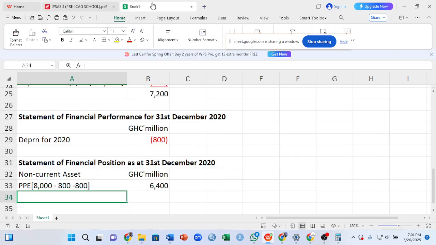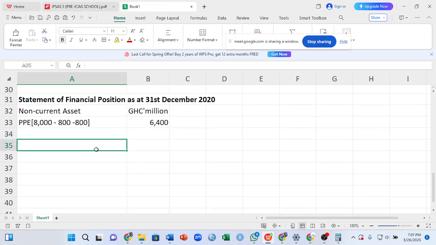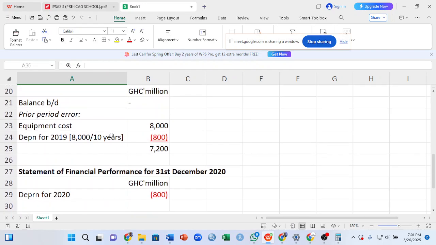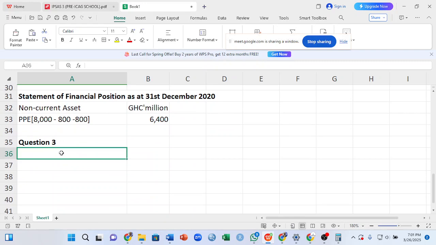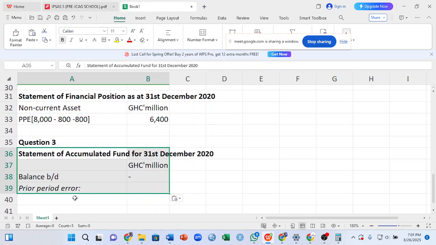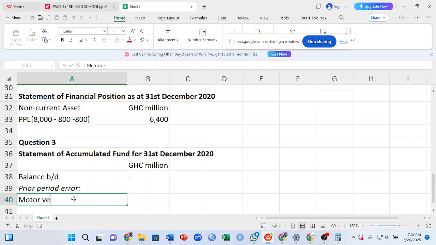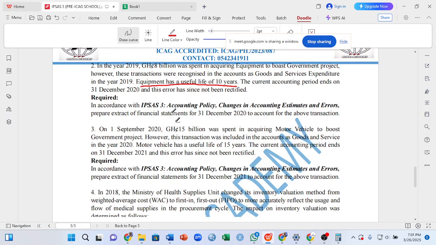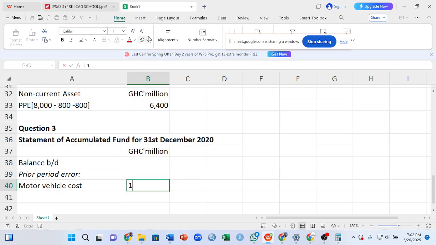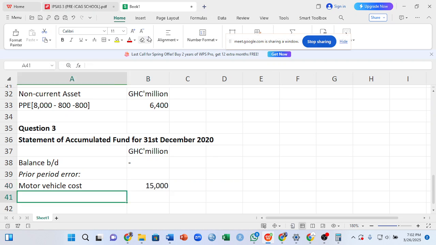Okay, so thank you very much. Let's move on to question three, the solution. So same thing we are going to do. We need to prepare the statement of accumulated fund. Let's do the same thing here. And here we bring the motor vehicle cost. The motor vehicle cost in this instance was 15 billion, so that will be 15,000 over here, since I'm carrying million on top.